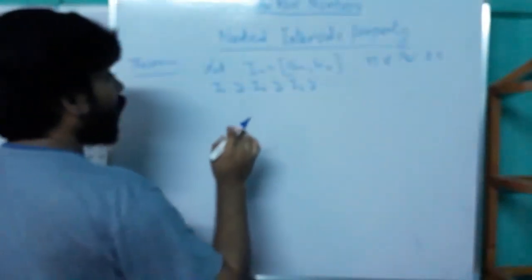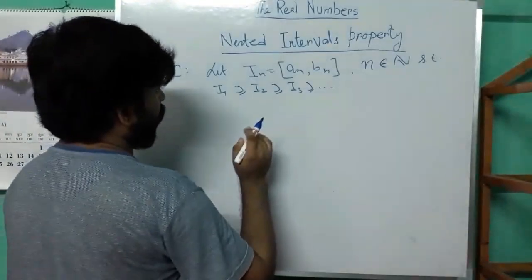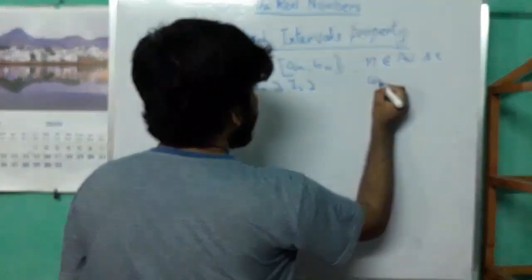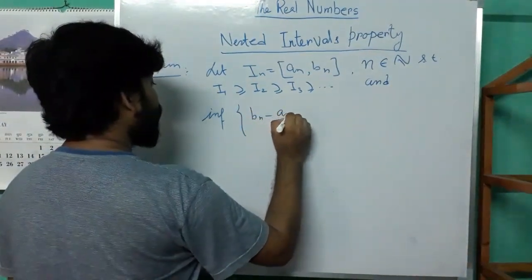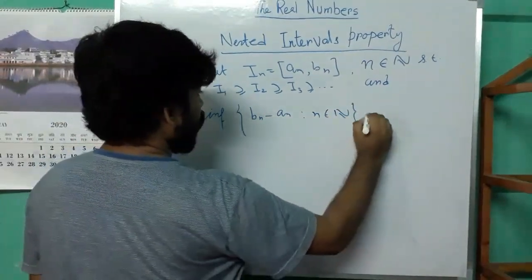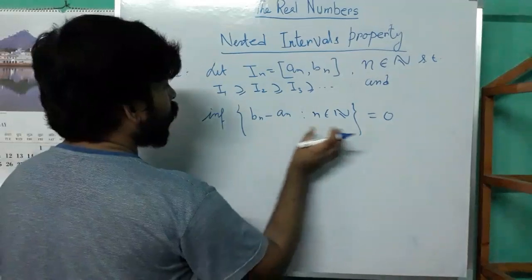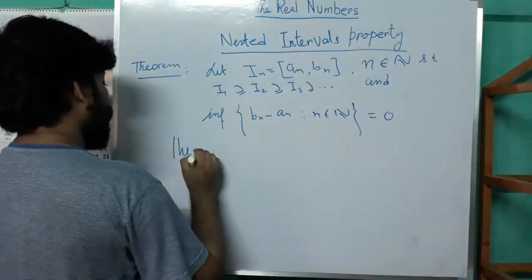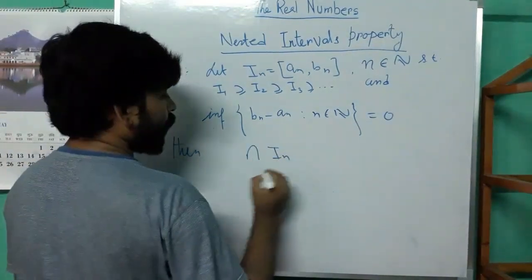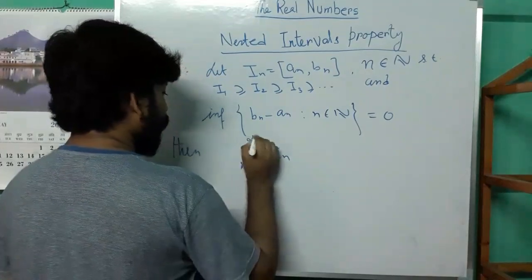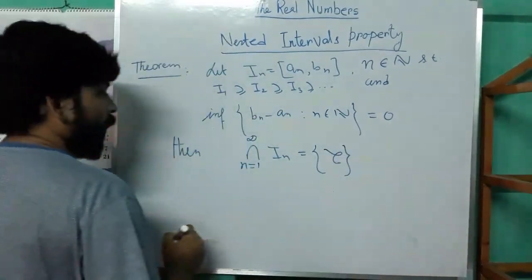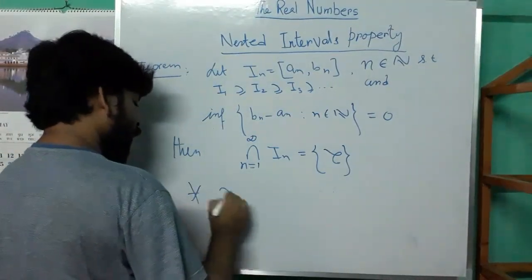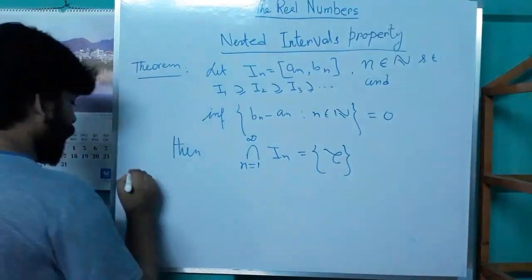So next result, let In equal to closed interval an comma bn. And if In be a nested collection of closed bounded intervals and the infimum of the set bn minus an is 0, that is the length of the interval goes to 0 as n tends to infinity, then the intersection is singleton set zeta, that is here zeta equal to eta. So proof of the result.